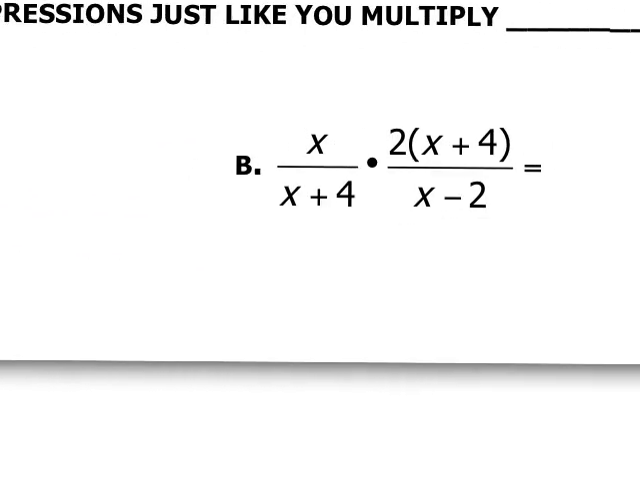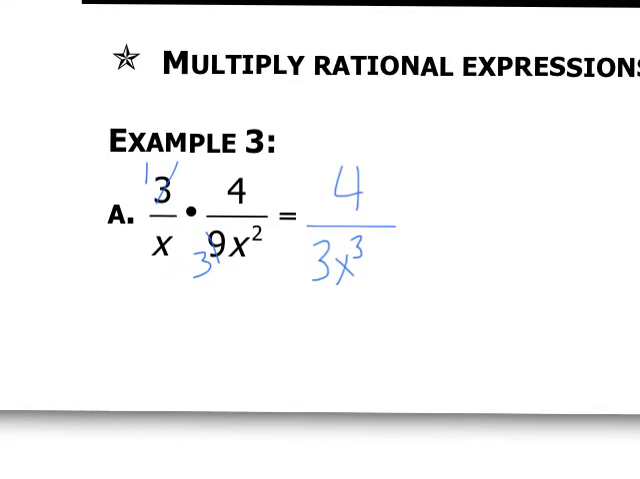Wait, so that's it? Yeah, that's it. You always want to double check and make sure you can't reduce anything else, but 4/3 doesn't reduce. There's nothing to cancel the x's with.